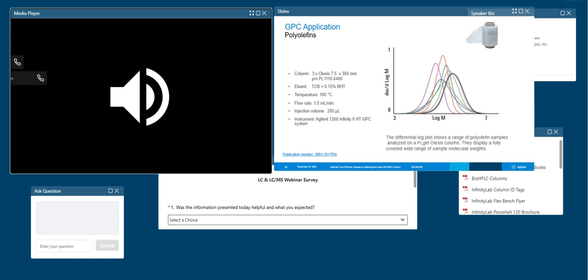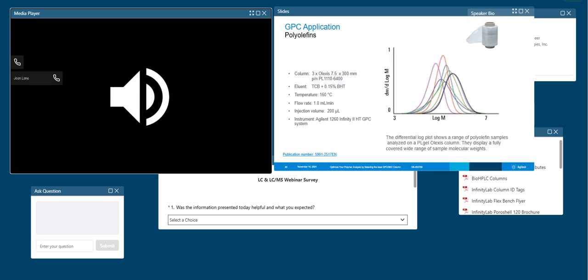Polyolefins can range from low molecular weight hydrocarbon waxes to ultra-high molecular weight rigid plastics. GPC is an important technique used for characterizing these polymers. The molecular weight distributions of polyolefins is directly related to the physical properties of the polymer, such as toughness, melt viscosity and crystallinity.